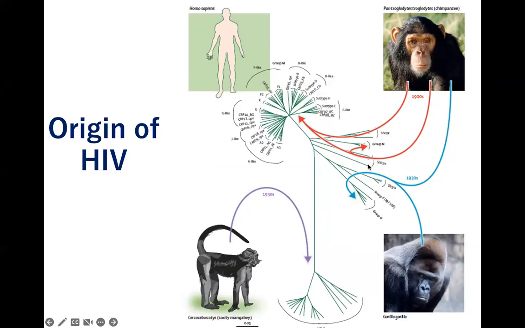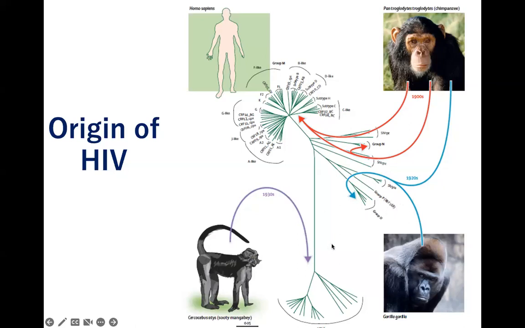Recently, we have also seen that gorillas have SIVs that are very closely related to the HIV-1, but they seem to cluster more with group O. So this suggests that the HIV in humans that is classified as group O might have originated from gorillas. Whether the gorillas got it from chimpanzees or whether the two actually had similar viruses, we don't know, but it seems to be more closely related to the one in gorillas.